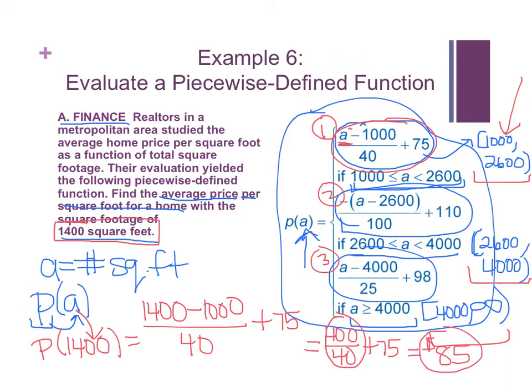Now, you might be looking at me like, okay, $85. Well, that's not $85 for the house. No one's going to buy a house that's 1,400 square feet for $85. This is the price per square foot on average of a home that is 1,400 square feet. So on average, if someone was looking at houses that had 1,400 square feet, they would pay $85 per square foot. So a 12 inch by 12 inch section of the house costs about $85.